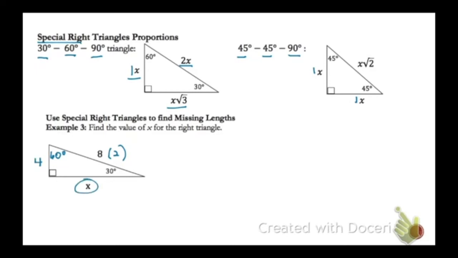And now what we're looking for is the side that is across from 60 degrees. So the side across from 30 degrees is in 1 to 2, and then square root of 3. So I can simply take my 30-degree side, which is 4, and multiply it times the square root of 3. And I've got that missing length.